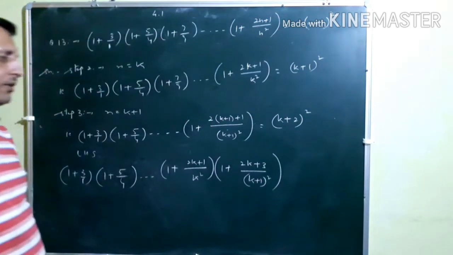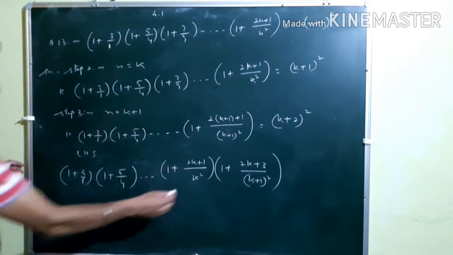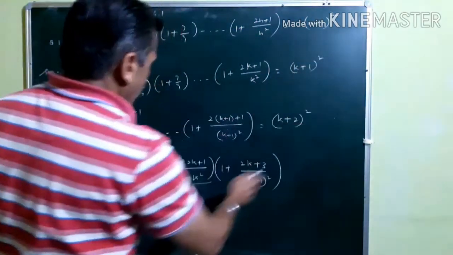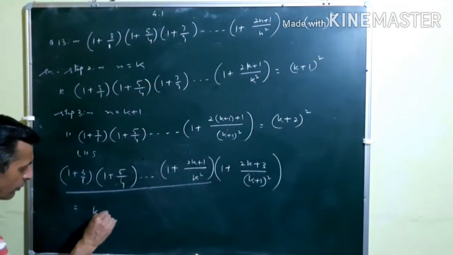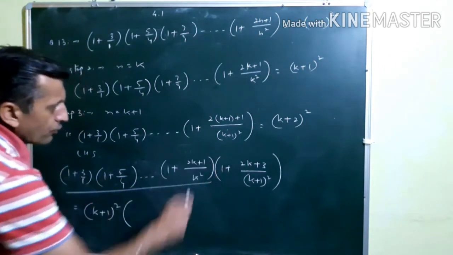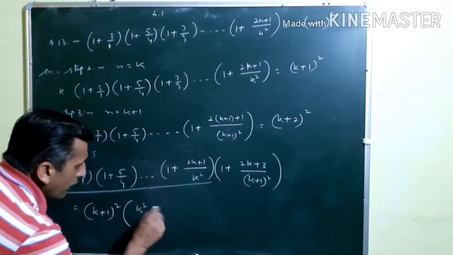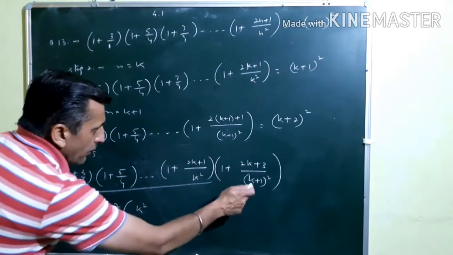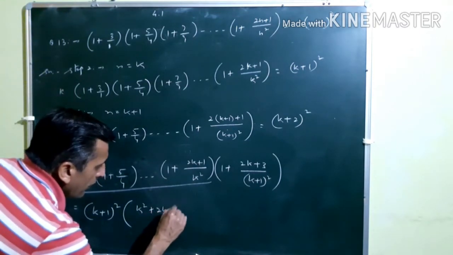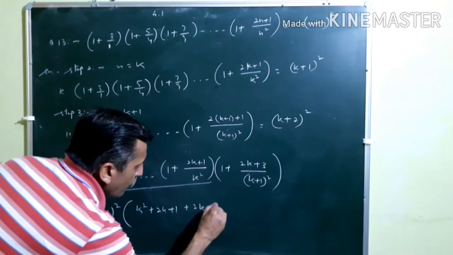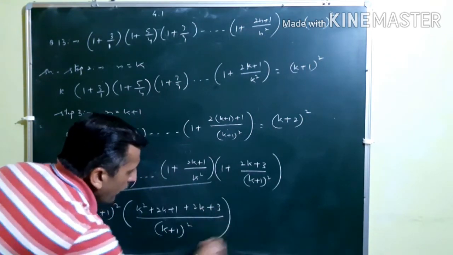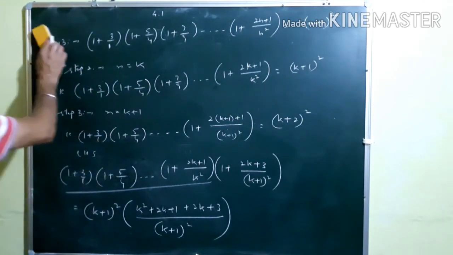Otherwise you can open the bracket. Then up to here, you know, the product of these terms is equal to (k plus 1) square. So I am going to use this one. So it's (k plus 1) whole square into, I am going to solve this one, k square as LCM, and open the bracket, (a plus b) whole square. So k square plus 2k plus 1 plus 2k plus 3 upon (k plus 1) whole square, like this. After this, let us solve this one.